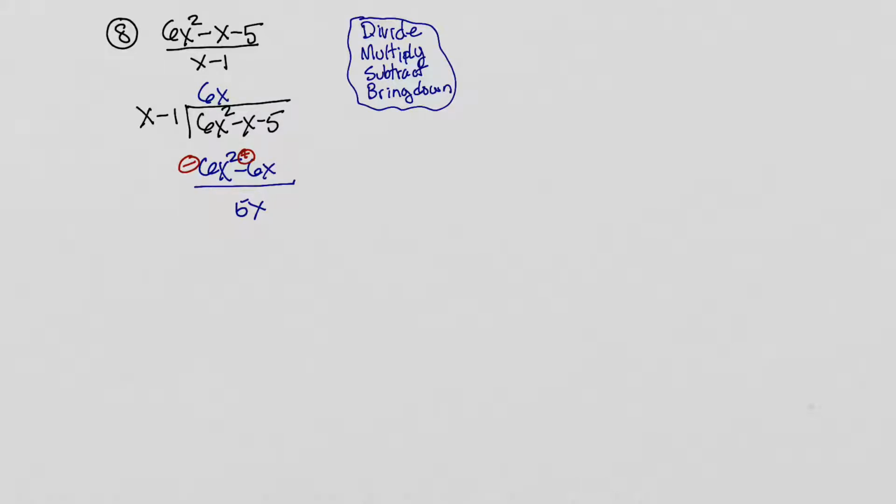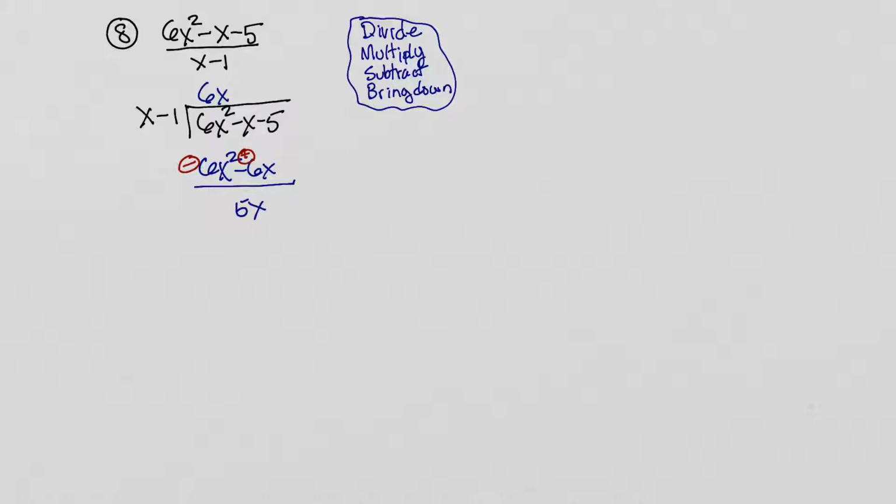So we multiplied and we got 6x squared minus 6x. But to subtract this whole thing, you have to change all these signs. Change the sign of every term. So I'll change the plus to a minus, and I'll put that in a circle to remind myself that I've done it. And I'll change the minus to a plus, putting that in a circle to remind myself that I've done it.